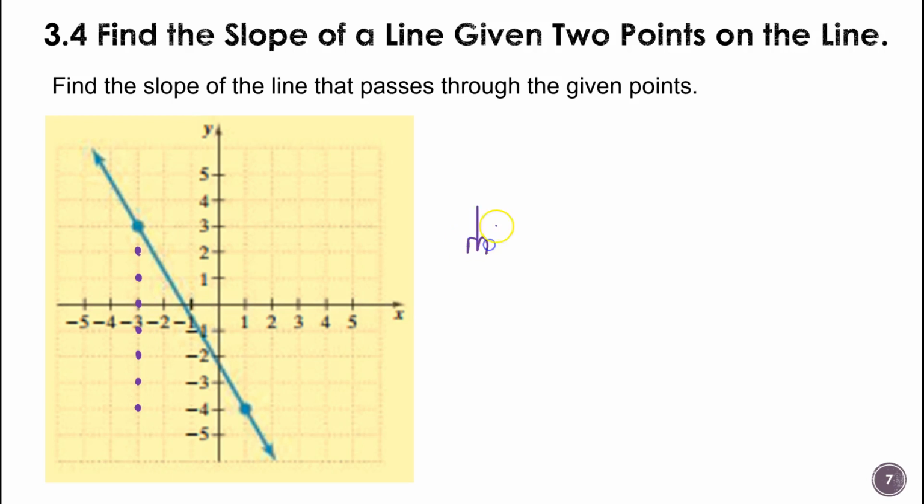So my rise is -7, and my run, and I'm going to go to the right, so that's 1, 2, 3, 4, and my run is 4. So this line has a slope of -7/4, right? You always count 1 to the right or below or whichever direction you're going. You don't count the point where you start.